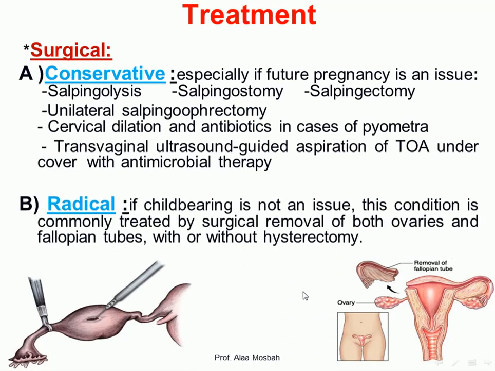What about the radical one? If the patient completed her family and the uterus or tubes or ovaries are badly damaged, or the condition is life-threatening, I may reach up to hysterectomy and bilateral salpingo-oophorectomy, or I may do bilateral salpingo-oophorectomy without hysterectomy if not needed, or I may do a radical surgical operation by removing the uterus, tubes, and the ovaries.